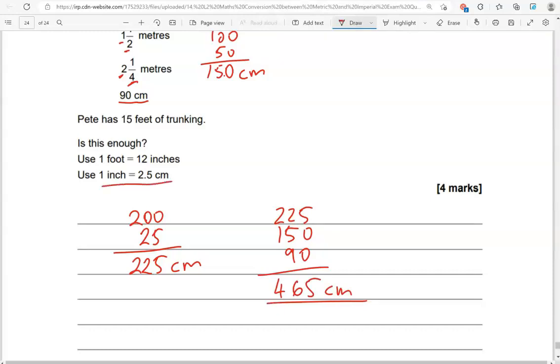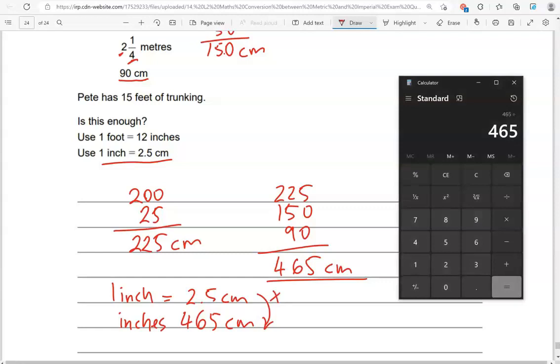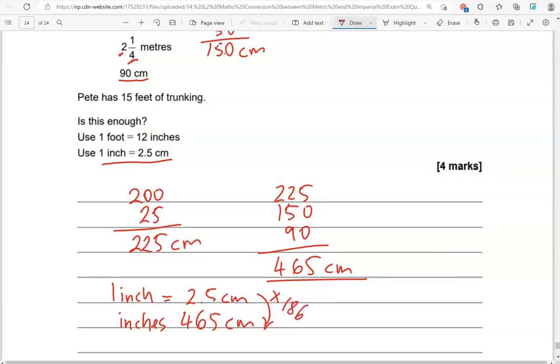So we'll use this conversion factor here. So 1 inch is equal to 2.5 centimeters. What about 465 centimeters? What's that equal to in inches? So what do we multiply 2.5 by to get 465? So we'll do 465 divided by 2.5, which is 186. So we'll do the same on the other side. 1 times 186 gives us 186 inches.